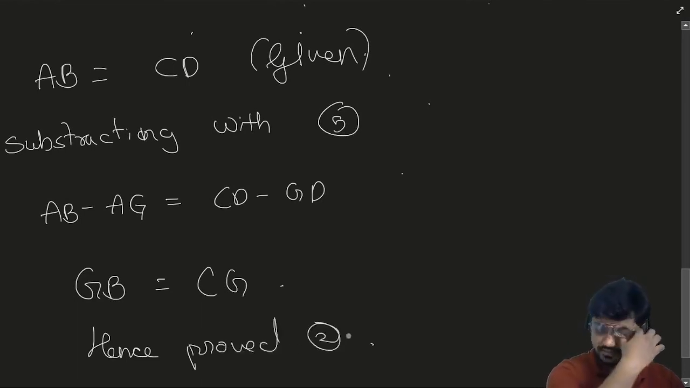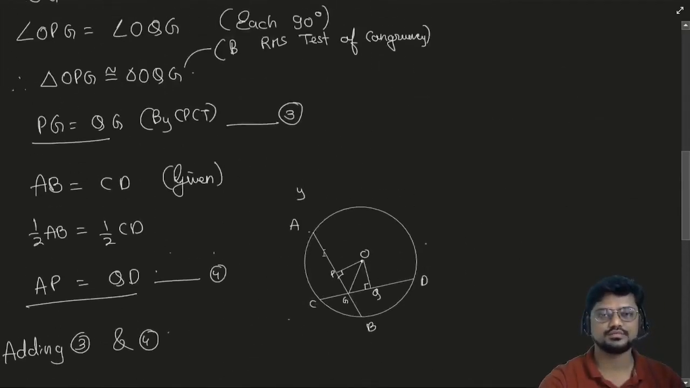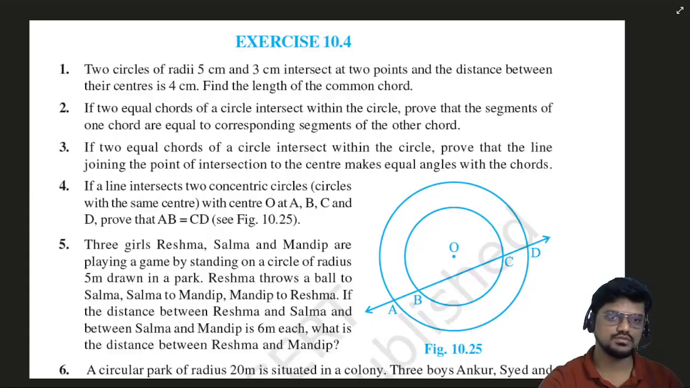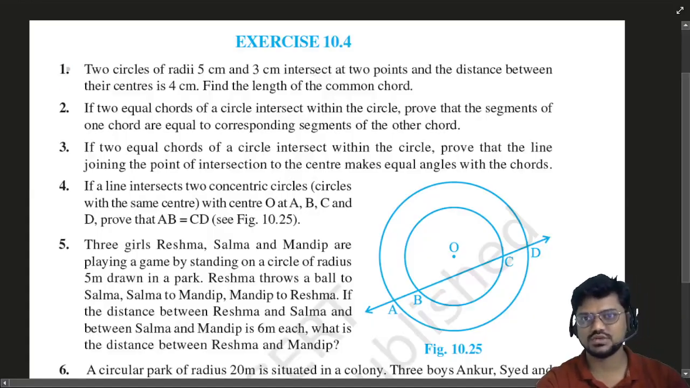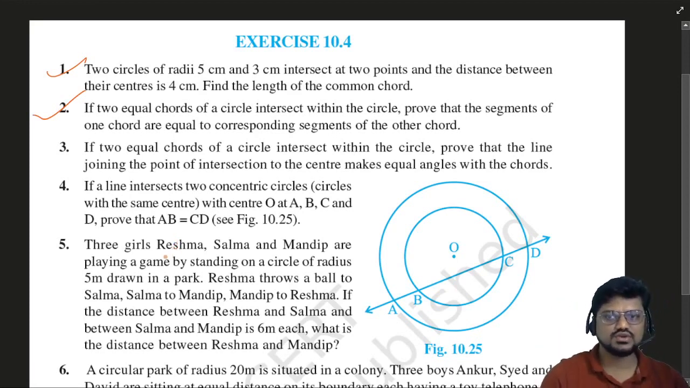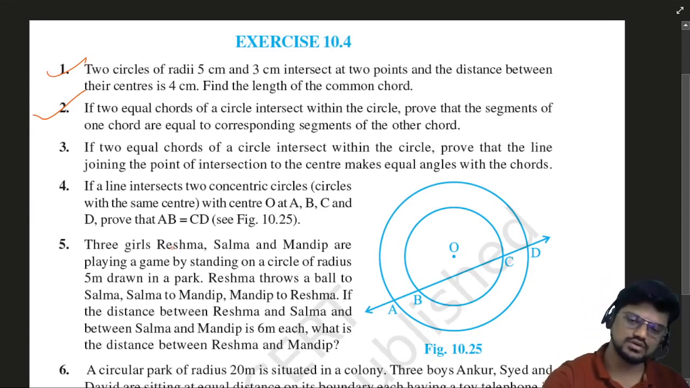Clear? Okay, fine. The next one. So these two sums have been done. If two equal chords of a circle intersect within the circle, prove that the line joining the point of intersection to the center makes equal angles with the chords.